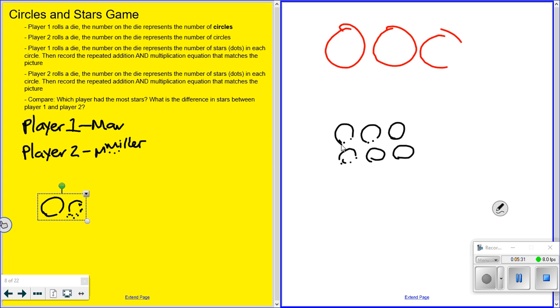All right, next part, because I used a red marker. Next part, player 1 rolls the die. The number on the die represents the number of stars or dots or X's, whatever you want to use, in each circle. All right, so Maverick, go ahead and roll. Mav rolled a 1. That means in each circle, he's going to put 1 star, 1 dot, or 1 something. Whatever.